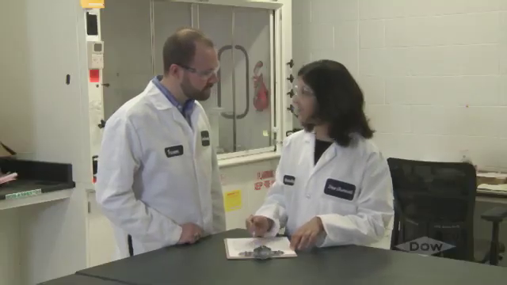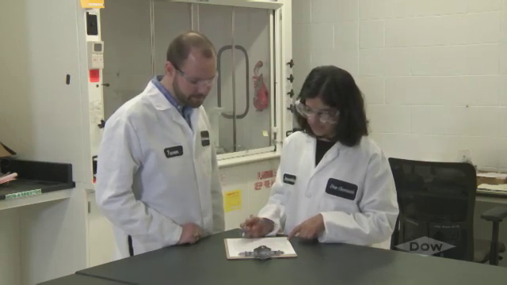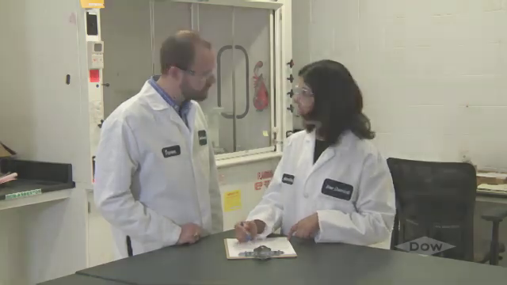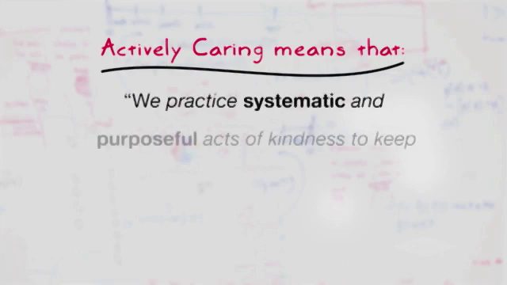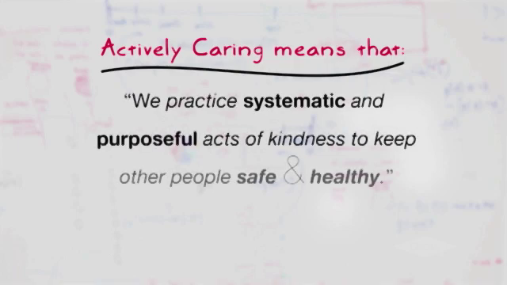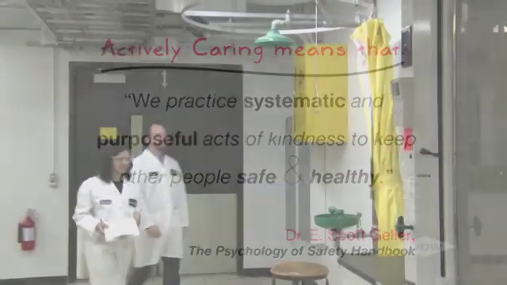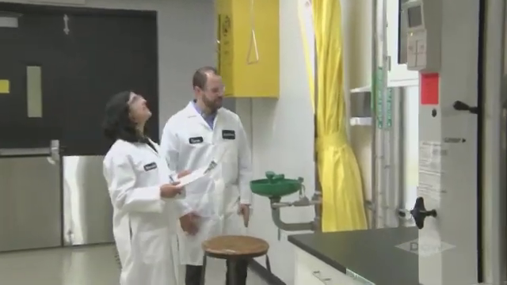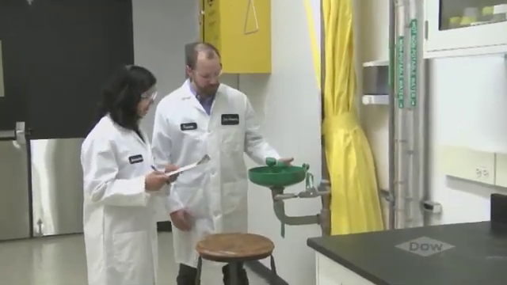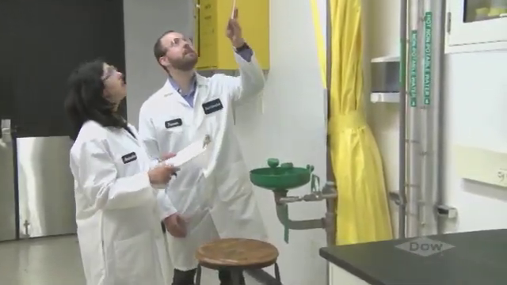Amaruka and Trevor make a point of using Dr. E. Scott Geller's advice as they implement the inspection procedure. According to Dr. Geller, actively caring means we practice systematic and purposeful acts of kindness to keep other people safe and healthy. How does this apply to inspections? When you and your coworkers care about safety and each other, you will want to learn how to improve. You will be actively involved.